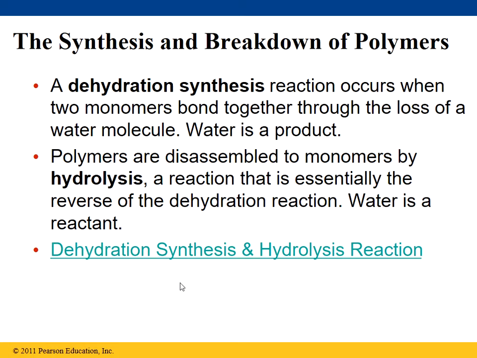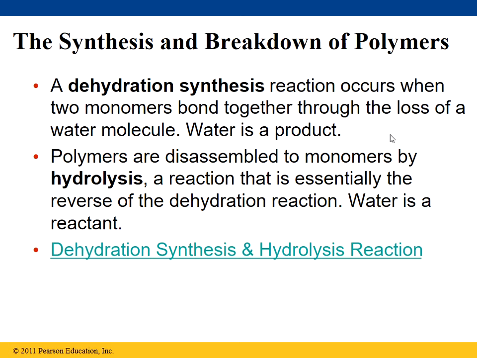So there are 2 opposite reactions: synthesis and hydrolysis. Synthesis actually means building, and as you see there, it is a dehydration process. So in dehydration synthesis, this is actually building. This occurs when 2 monomers bond together, and notice it is dehydration, so water is a product. Remember, in a chemical reaction, the arrow always points towards the product. So if the arrow is pointing at water, water's coming out, it's a product, and that's a dehydration synthesis reaction.